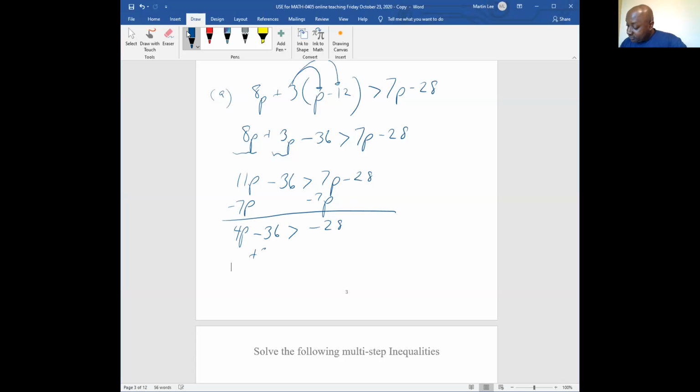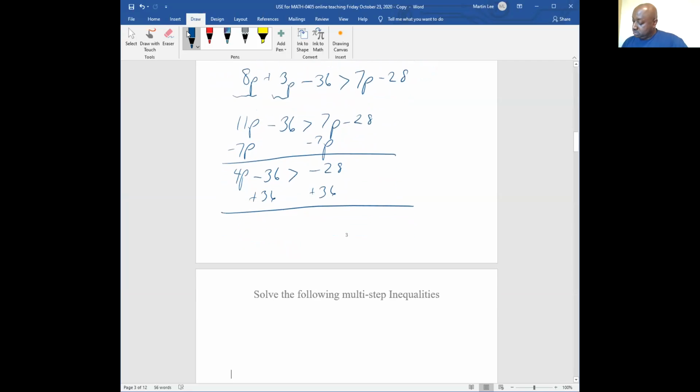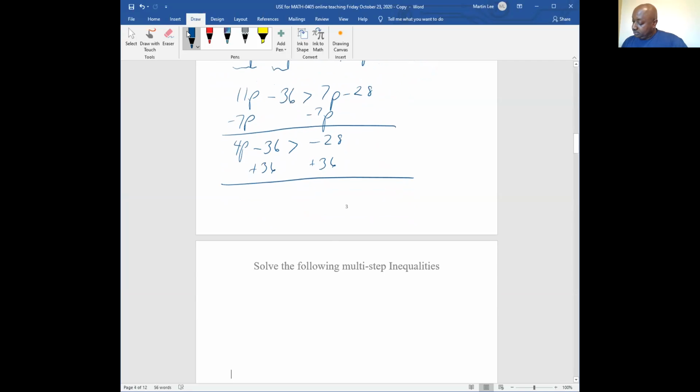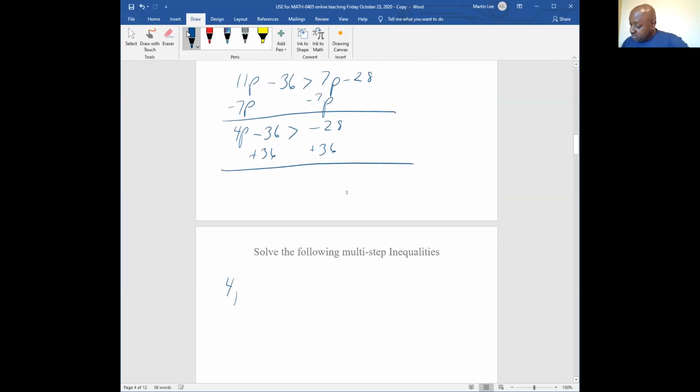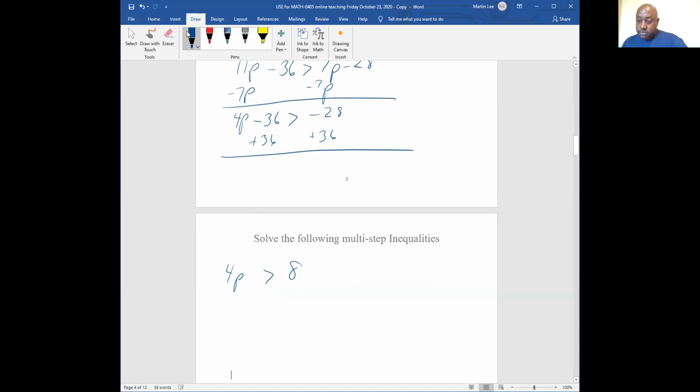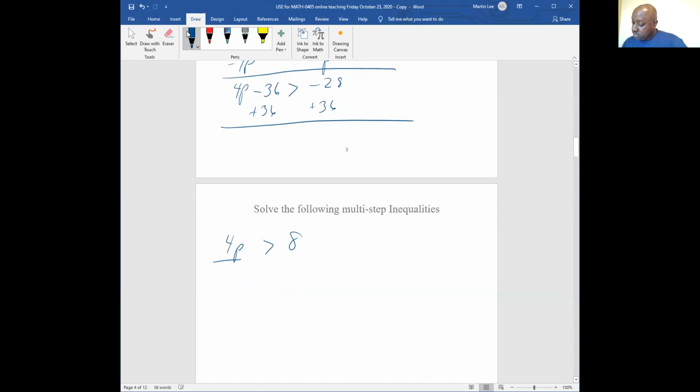Next, we want to add 36 to both sides. This gives us 4P is greater than negative 28 plus 36. It's a positive 8. And then to solve for P, divide both sides by 4, so that P is greater than 2.